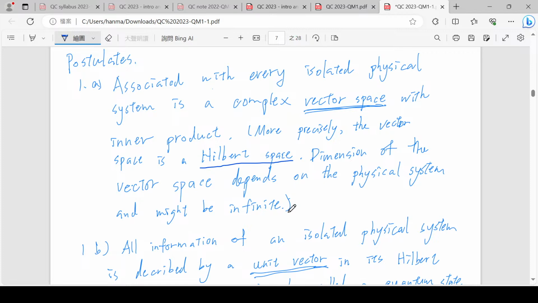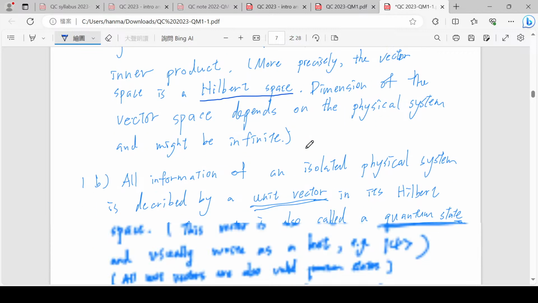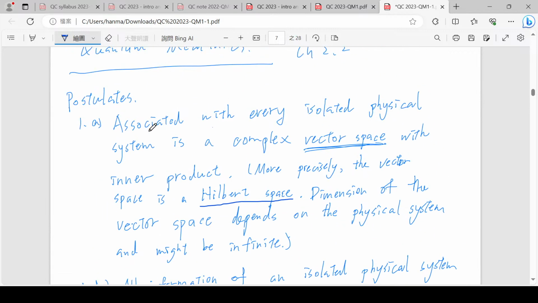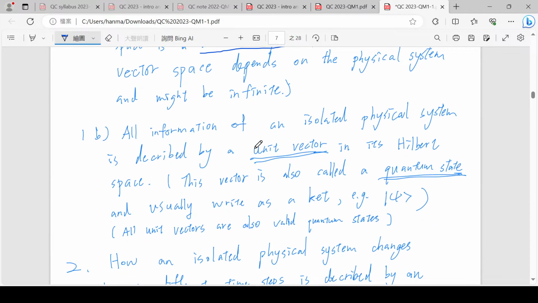But anyway, in our course, we think our vector spaces are finite dimensional, so you can just call them vector spaces, but we'll also call them Hilbert space sometimes, because this is what physicists like to call the vector space associated with your system. Okay, so Hilbert space is this vector space associated with your physical system.